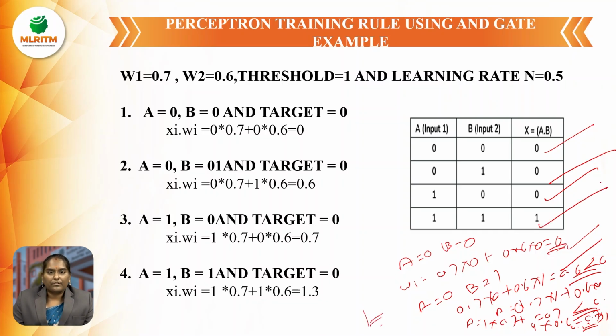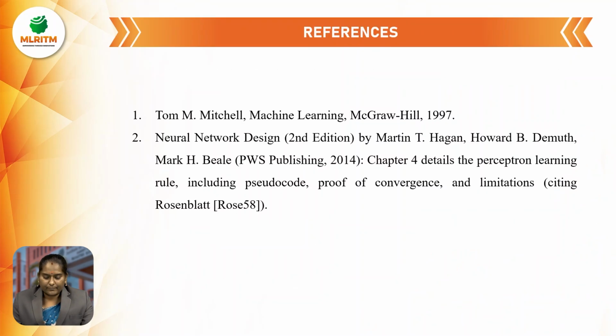Finally, we have calculated the weights using the Boolean values of the AND gate, and the actual and target values are both the same.